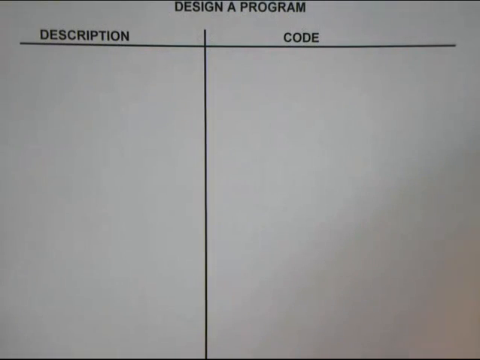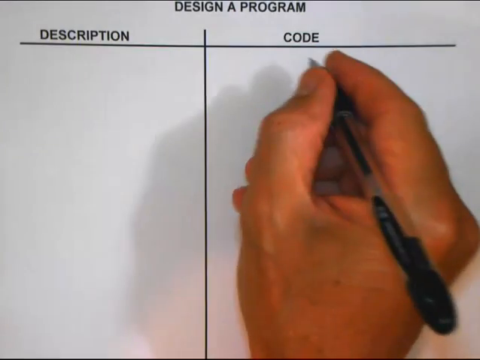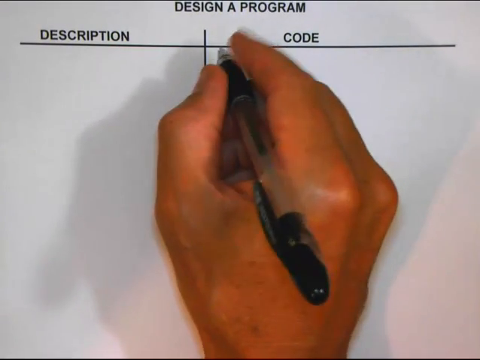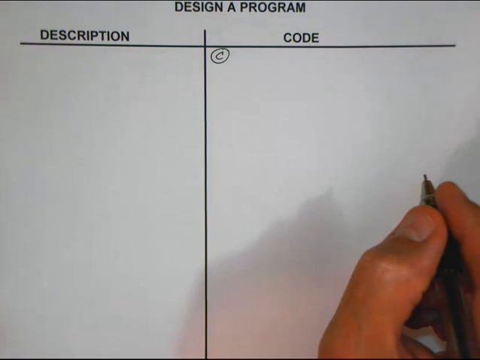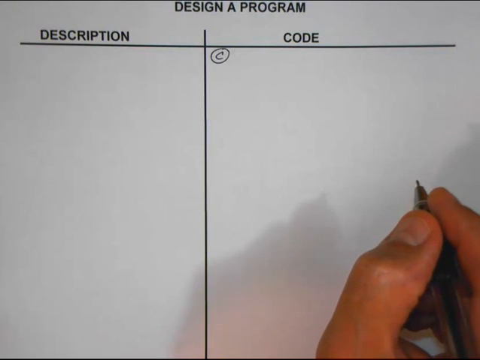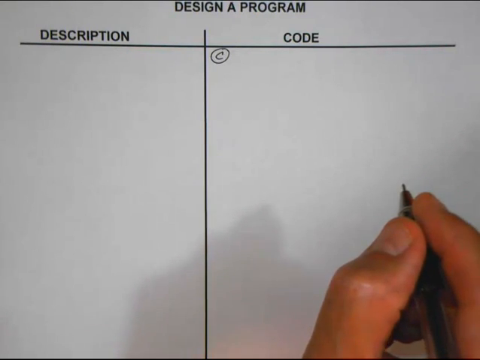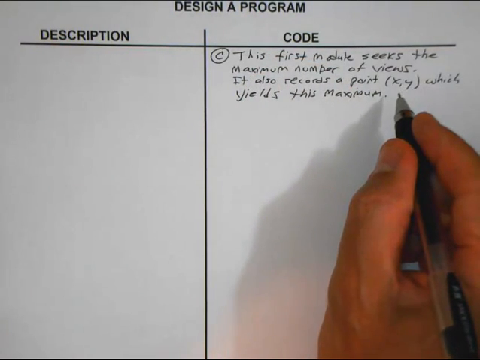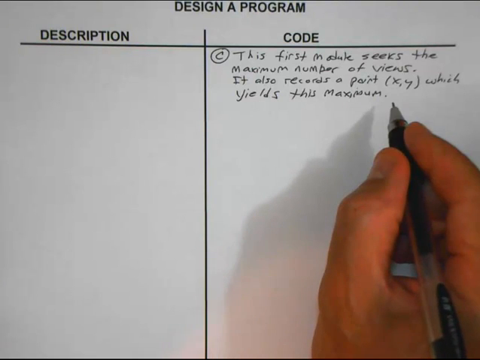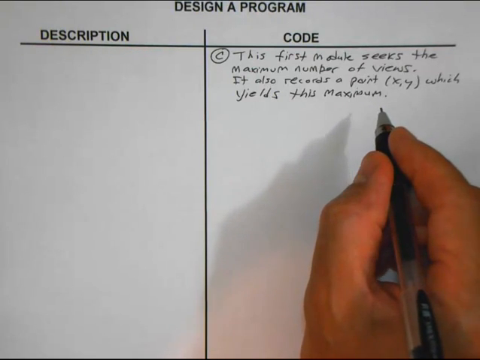Alright, designing the program. For starters, it would be nice if we would explain to someone reading our program what's going on, and we could go strictly to a source code for this. And if you want to insert a comment into a program, you use this copyright symbol. That's the source code for a comment, and now we can explain what we have in mind for our first module here. This first module seeks the maximum number of views. It also records a point, x y, which yields this maximum.